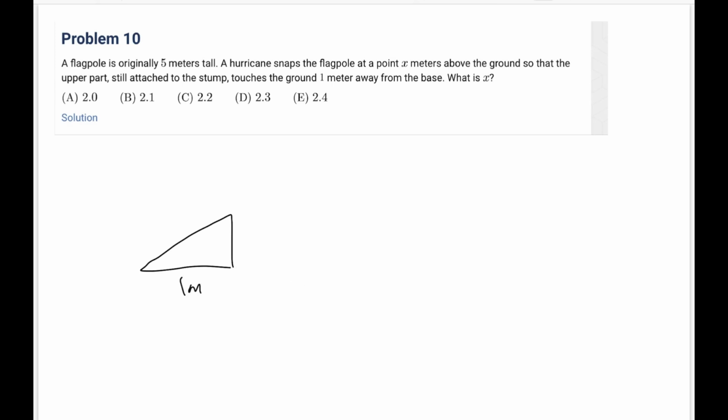And let's say the point is x meters above the ground, right? So this will be x. And since this much was the whole flagpole, and that was 5 meters, this would be 5 minus x. So (5 minus x) squared equals x squared plus 1 squared. So 25 minus 10x equals 1. 10x equals 24. x equals 2.4. So the answer is E.